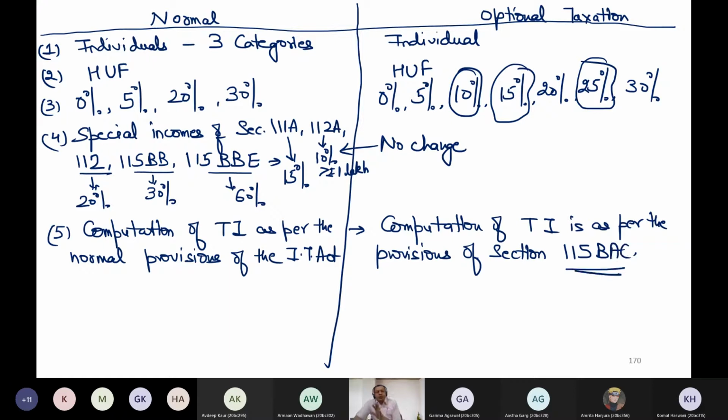Under normal provision, I follow salary, PGBP, capital gain, other sources, house property, whatever is the procedure mentioned under the normal provision. But the value of total income under normal is different from the value of total income under optional taxation. So the computation is separate here. Whatever total income I am computing while applying normal provisions of taxation, the same total income cannot be used to apply the tax rate of optional taxation. If optional taxation gives you special tax rates, it also gives you a special way to compute total income.